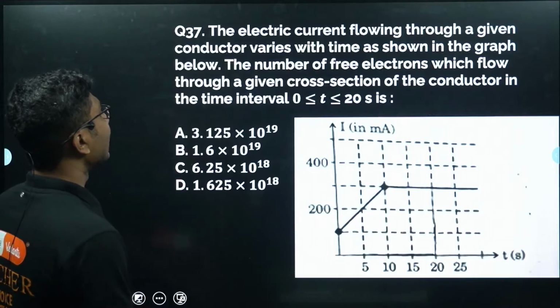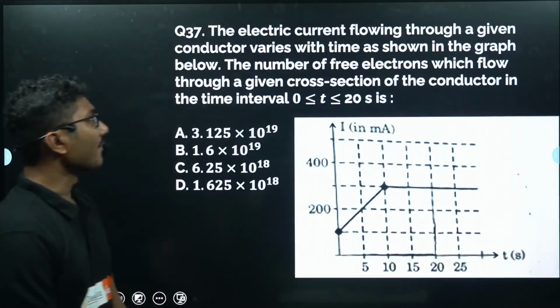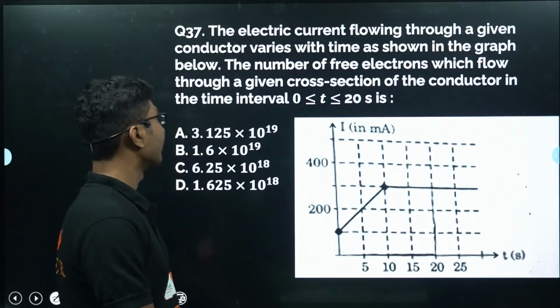The electric current flowing through a given conductor varies with the time as shown in the graph below.